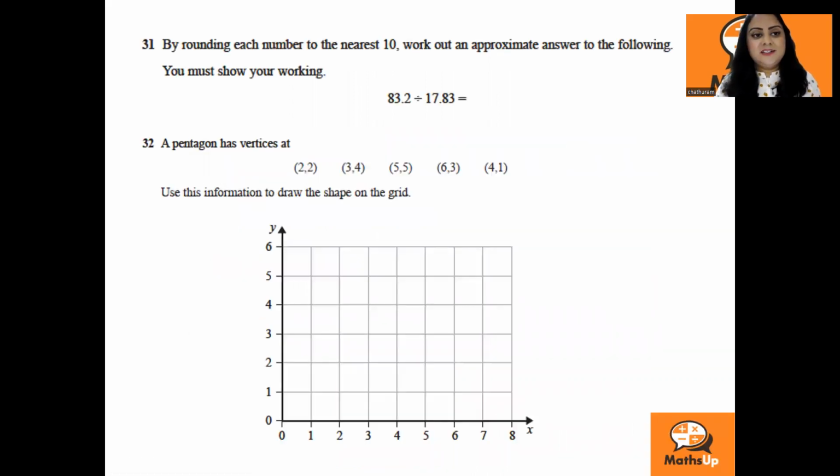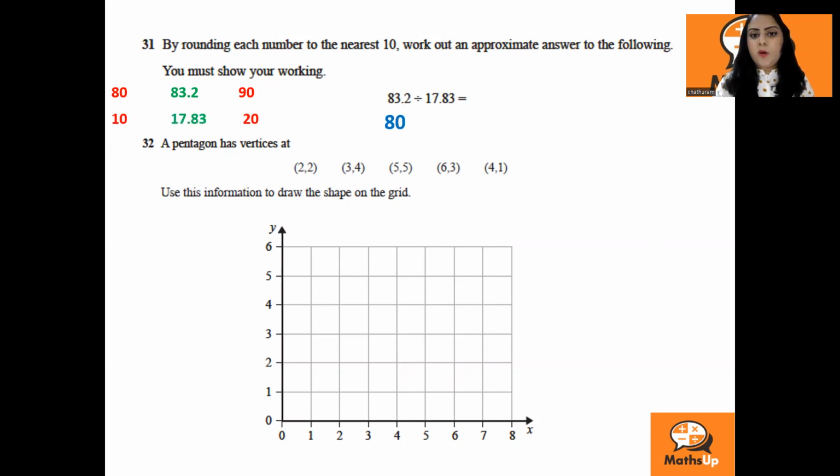Let's get started. 31st question. By rounding each number to the nearest 10, work out an approximate answer to the following. You must show your workings. So the first step is you have to round the given two decimal numbers to the nearest 10. So 83.2 comes between 80 and 90. As 83.2 is less than 85, you can round it down to 80.